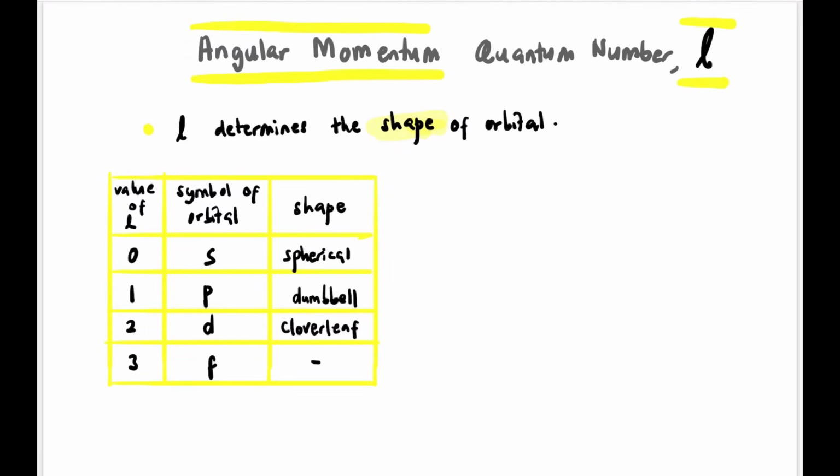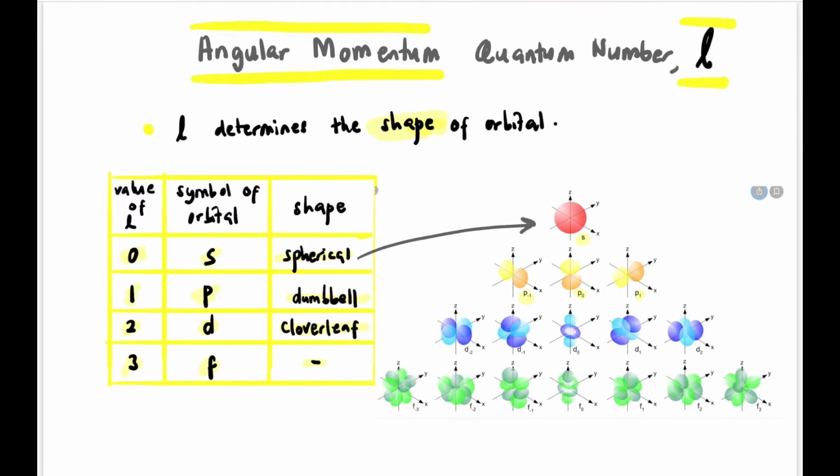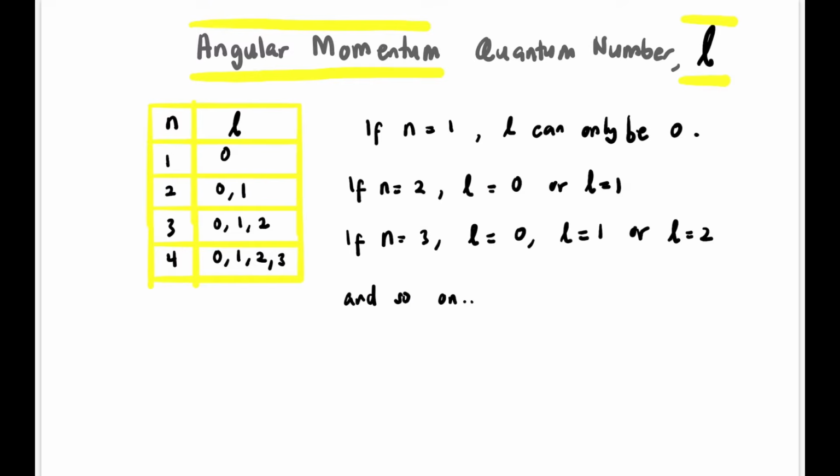So as we mentioned, the angular momentum quantum number determines the shape. Kalau value of l tu sama dengan 0, simbol orbital dia adalah s. So shape dia adalah spherical. Kalau 1, simbol dia p, bentuk dia dumbbell. Kalau 2, simbol dia d, bentuk dia clover leaf. And kalau value 3, equal to f, kita tidak belajar simbol dia. So as we can see here, yang kita belajar adalah s, p dan d yang kita kena tahu how to draw. And again, I would like to mention, value of l depends on value of n, as we can see here.